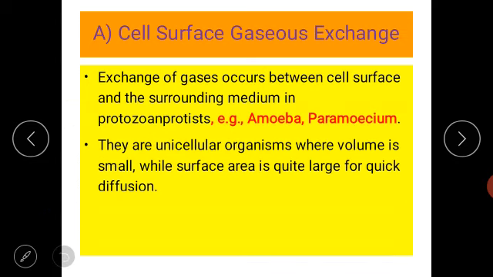Next, cell surface gaseous exchange. So what can happen in cell surface gaseous exchange? Exchange of gases occurs between the cell surface and the surrounding medium in protozoans and protists. So protozoa and protists actually carry out this type of respiration.